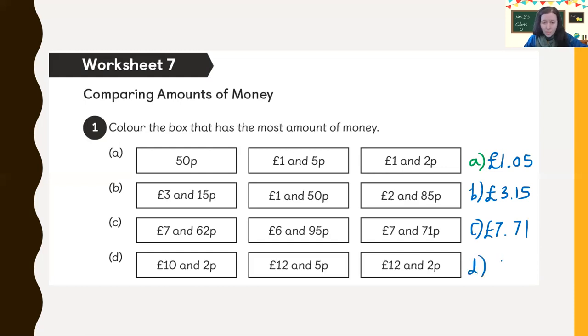Okay, last one, £10 and 2p, £12 and 5p, or £12 and 2p. So you've got to look at those two £12 because they're going to be the biggest. What's bigger, 5 or 2?